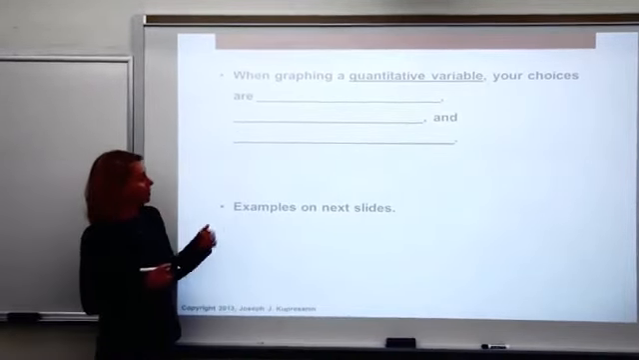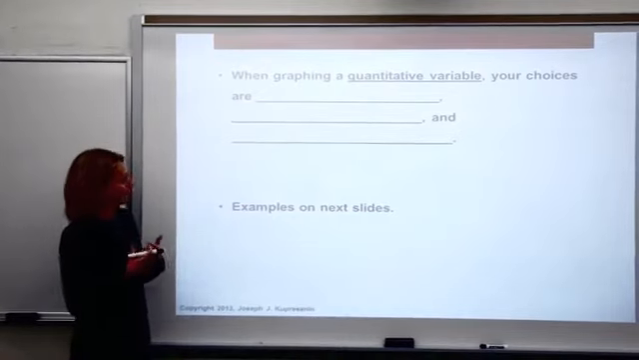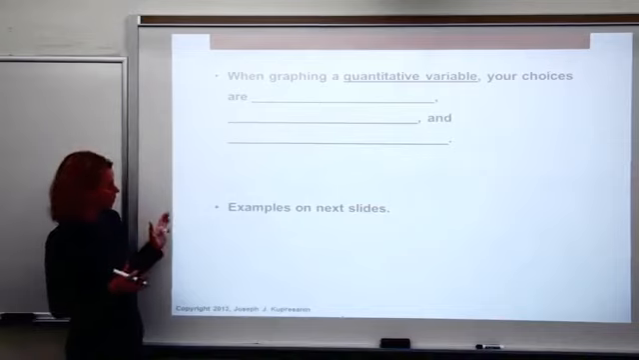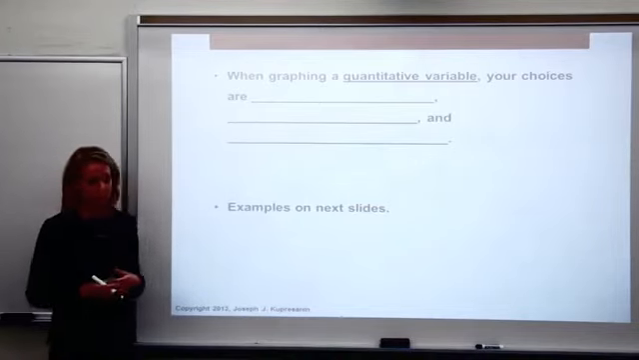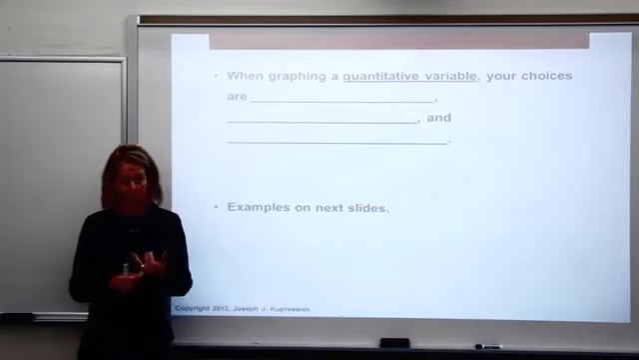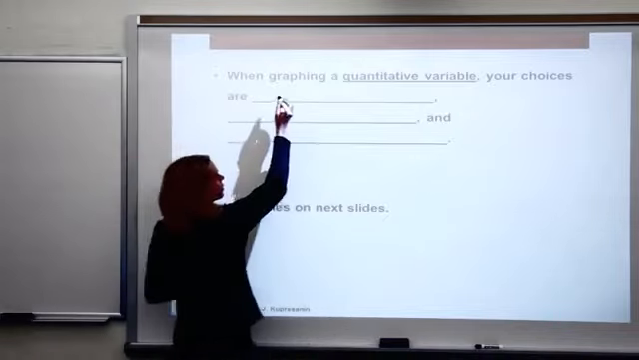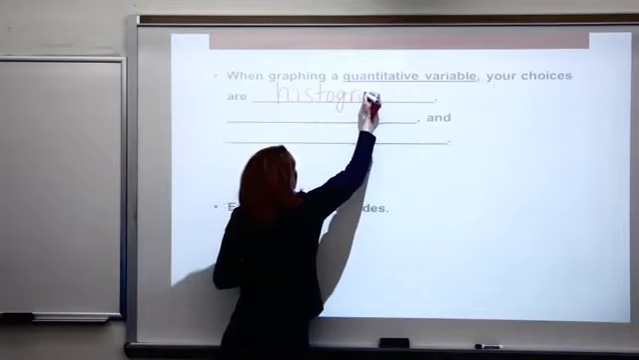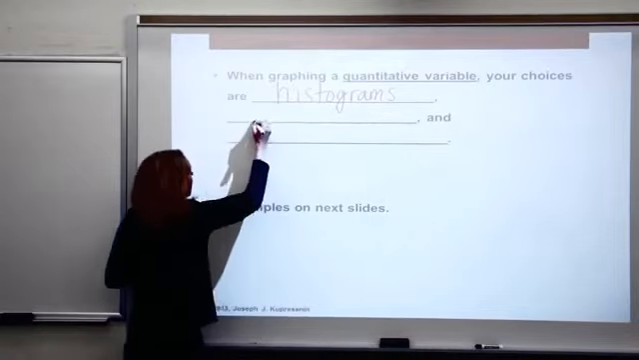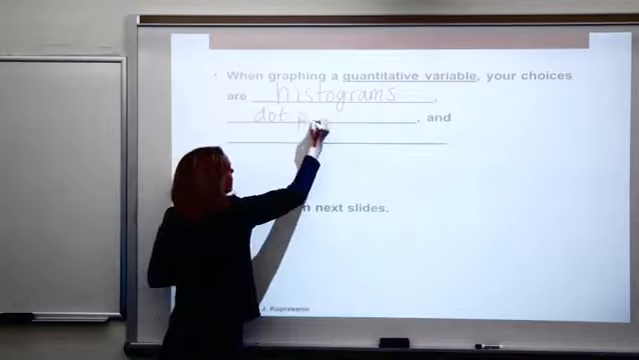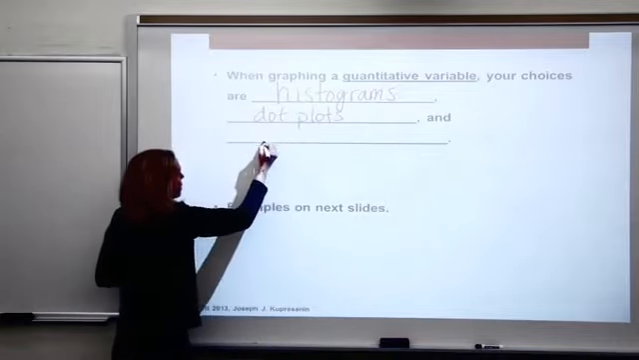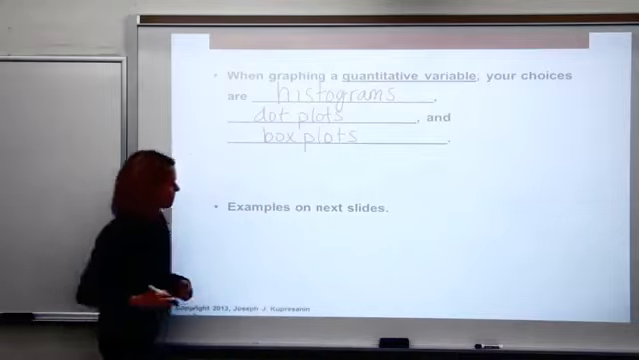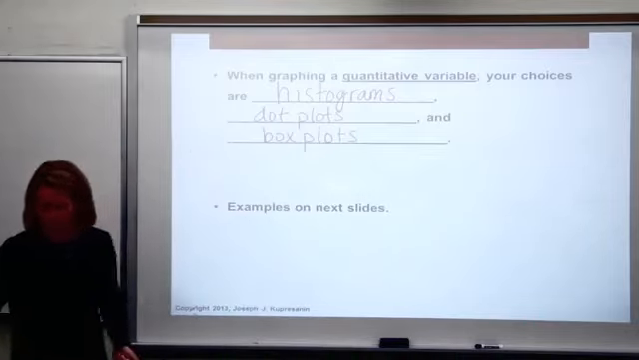So if we have a quantitative variable, a numeric variable that has numeric value, our choices for graphs, we will not make bar plots or pie charts. We'll make histograms, dot plots, and box plots. So our choices are histograms, dot plots, and box plots. And again, we'll show you some examples of each one of these.